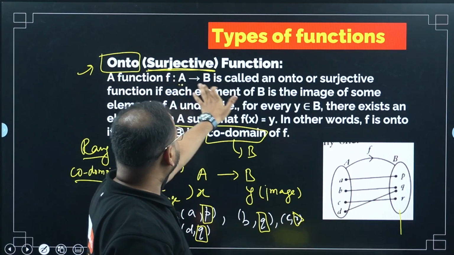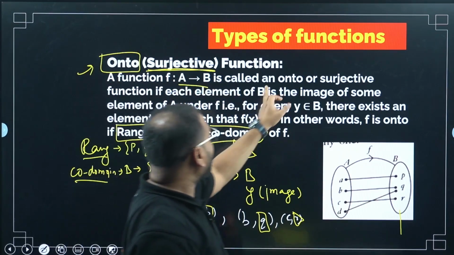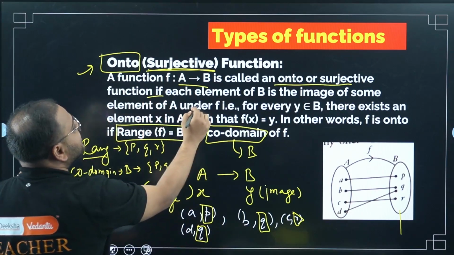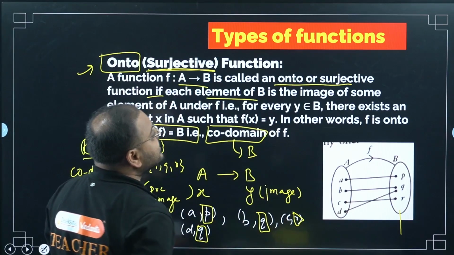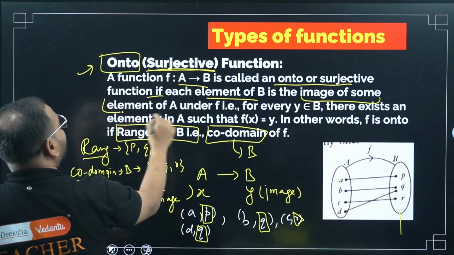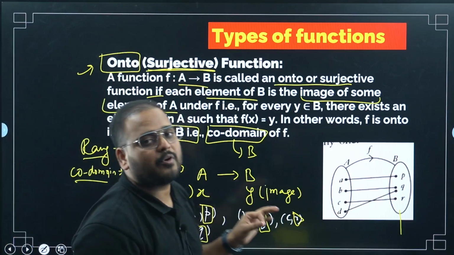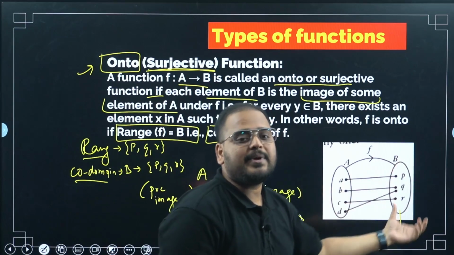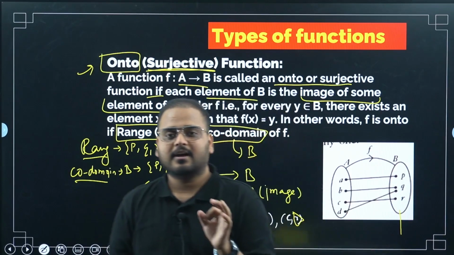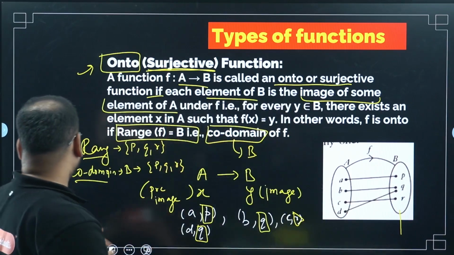Function from A to B, A is domain, B is codomain, called onto or surjective only if each element of B is the image of some element of A. Okay, that means the elements in B should not feel left out. Simple thing, elements in B should not feel left out. I hope this is simple and I explained it to you.